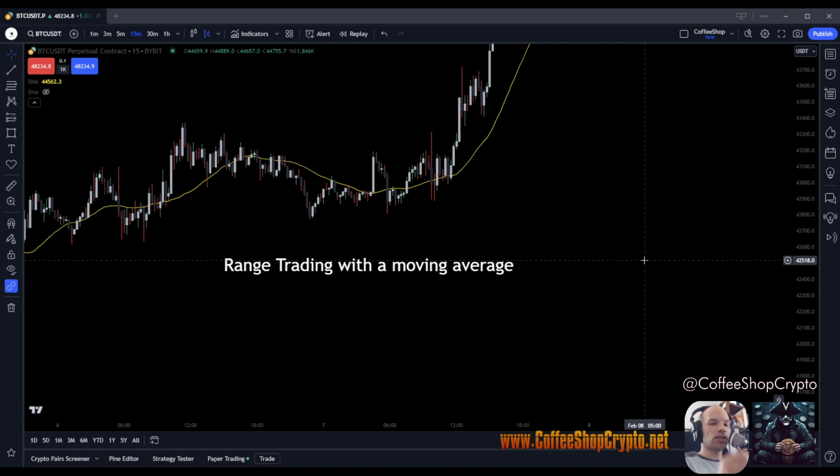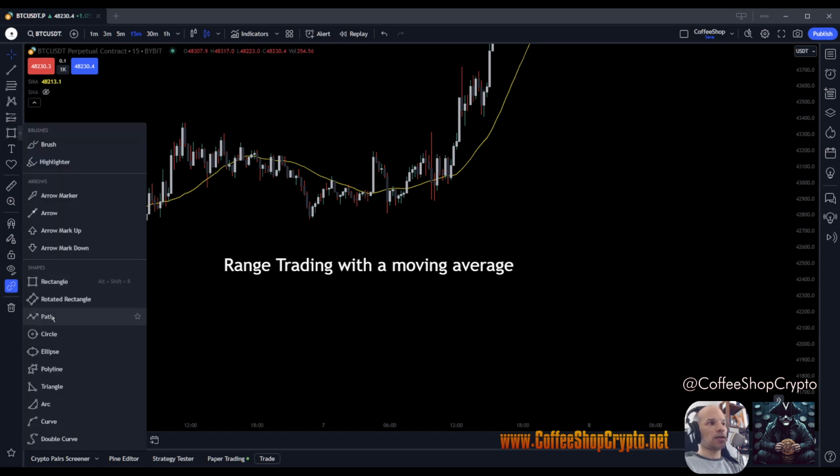ways to range trade or trade between premium and discount zones. You can actually mark them out with the moving average. So I like to do this with two moving averages, especially when I get into a base, or every time I get into a base area on the market. Now, let me just explain real quick what a base area is.